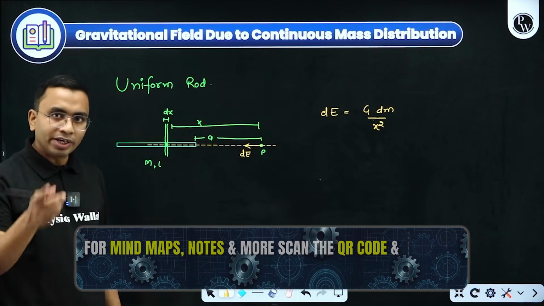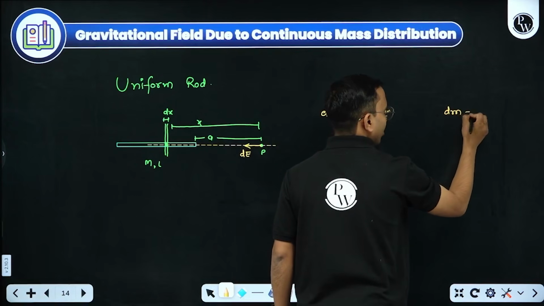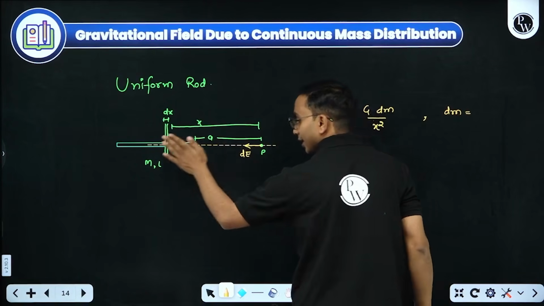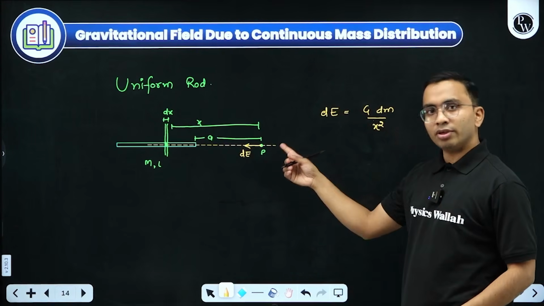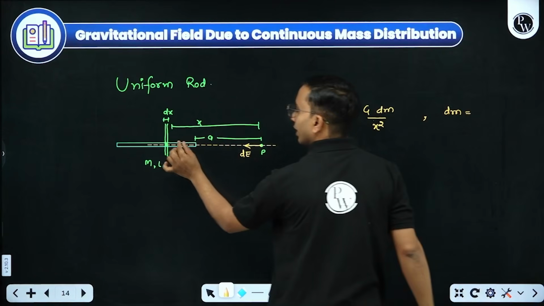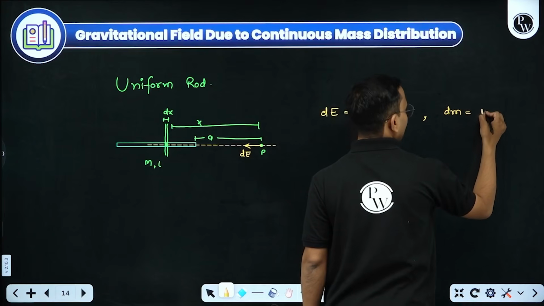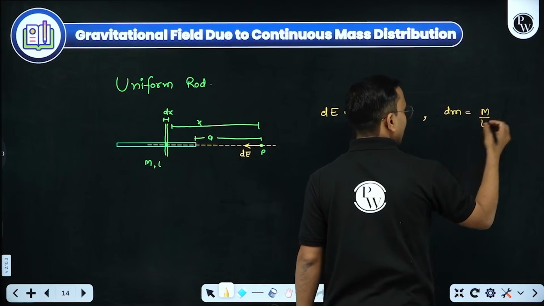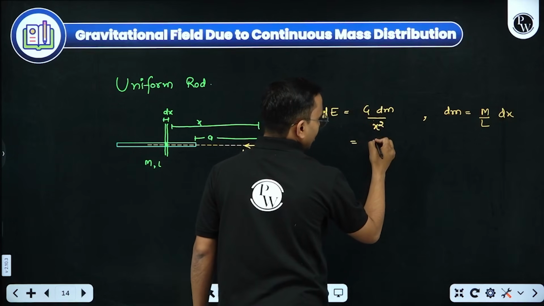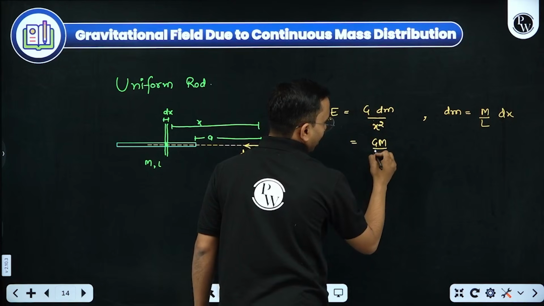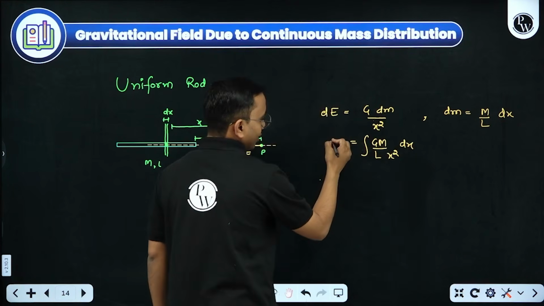Is this clear? Now I need to put dm. What is dm? Here mass is distributed in the length, so dm will be mass per unit length into the length of this dm part. What is that length? dx. So mass per unit length is M by L into the length, that is dx. So put it here. This will become G M by L, dx by x squared. Integrate it.